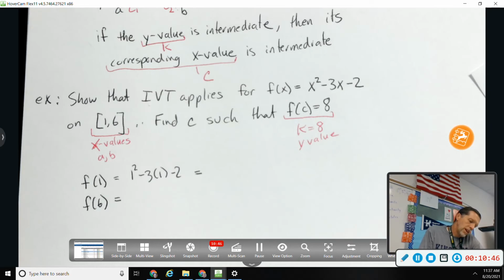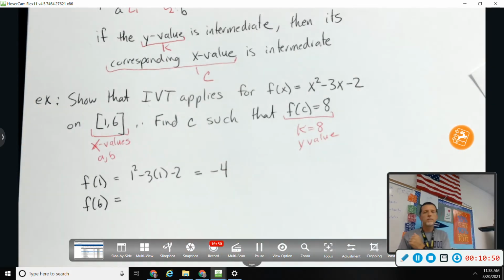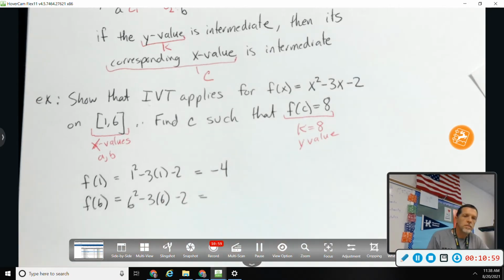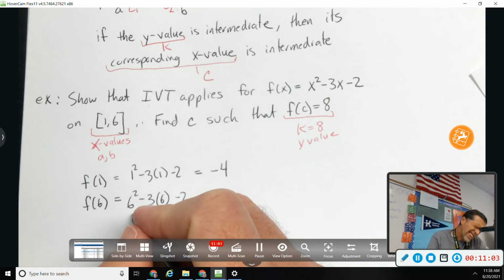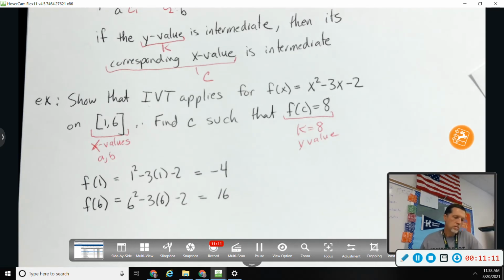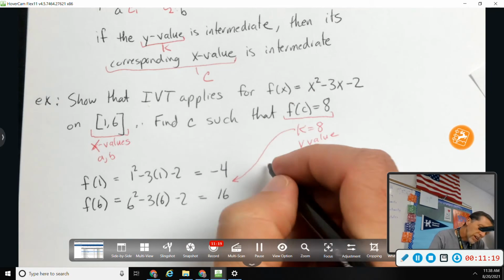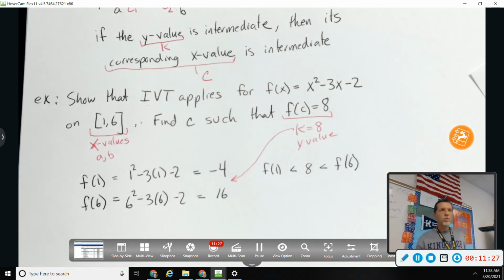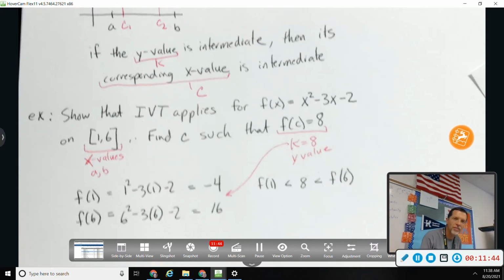So let's see, f of 1: 1 minus 3 is negative 2, minus 2 is negative 4. F of 6: 36 minus 18 is 18, 18 minus 2 is 16. So yes, f of 1 is less than 8 is less than f of 6. So the y value is intermediate. That means there should be an x value that's intermediate that gives us a y value of 8. But we haven't shown that it applies yet. I'm almost getting ahead of myself here.